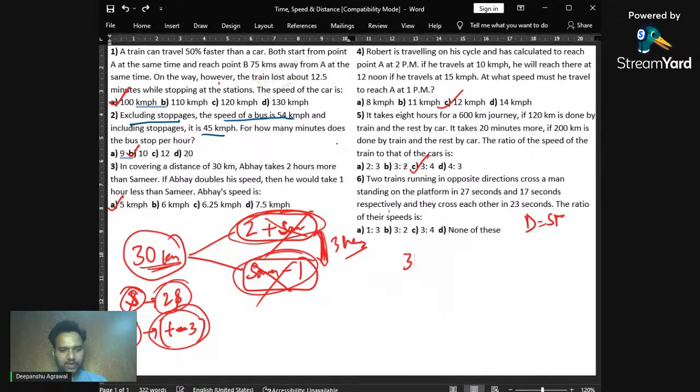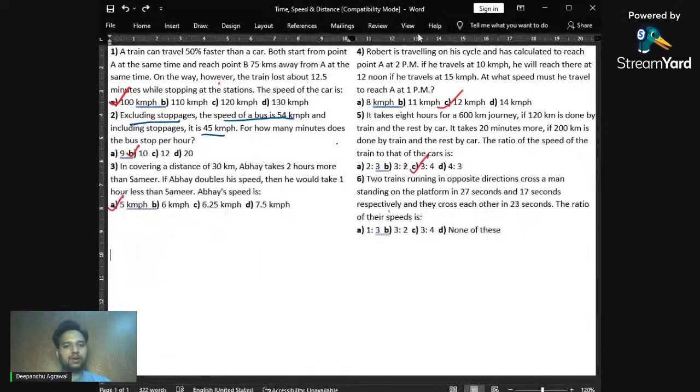Okay, it's easy now. Right. Let's go for question number 4. Question number 4 says that Robert is traveling on a cycle and is calculated to reach a point at 2 p.m. if he travels at 10 kilometer per hour. See, distance has to be same. Distance is equal to s into t, speed into time. Let us suppose that Robert has taken t time to reach the place. If he's moving at 10 kilometer per hour, he'll reach there in t time. And if he's moving at 15 kilometer per hour, he is able to reach there 2 hours before the scheduled time. So can I write it as t minus 2?